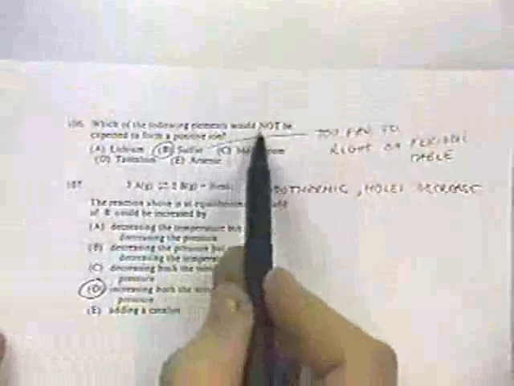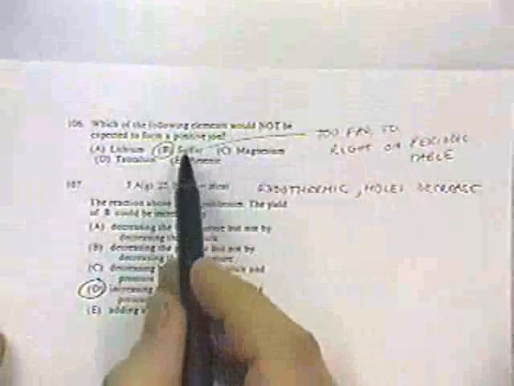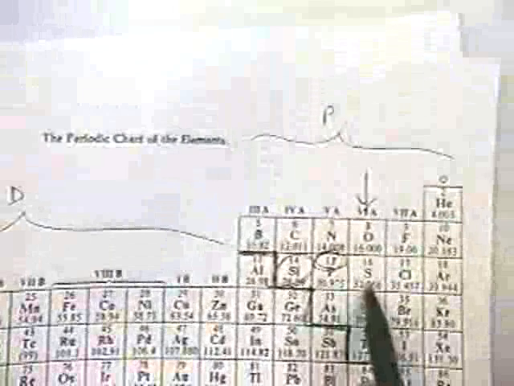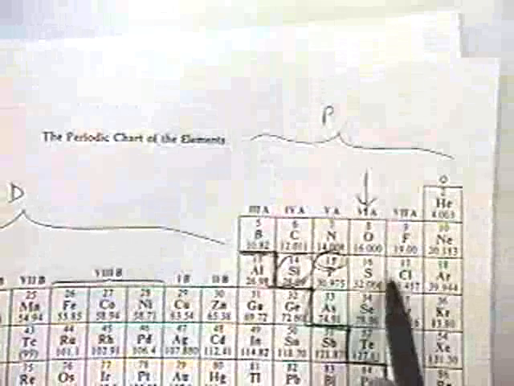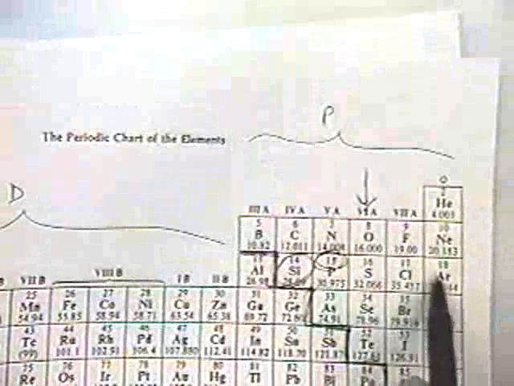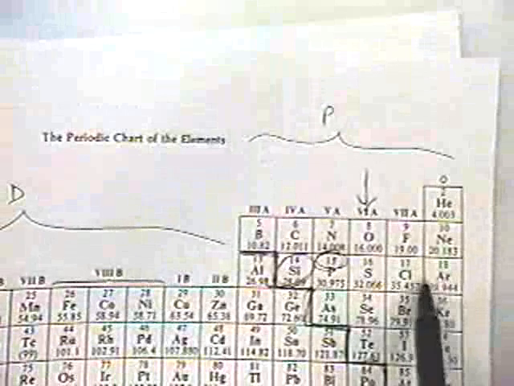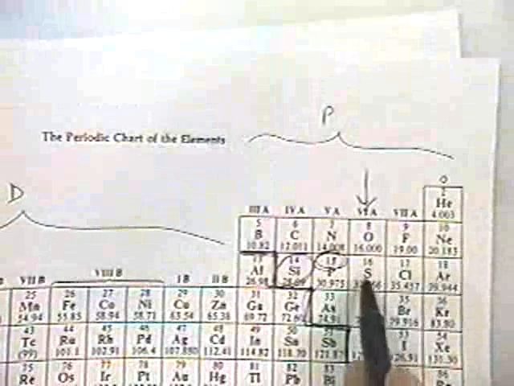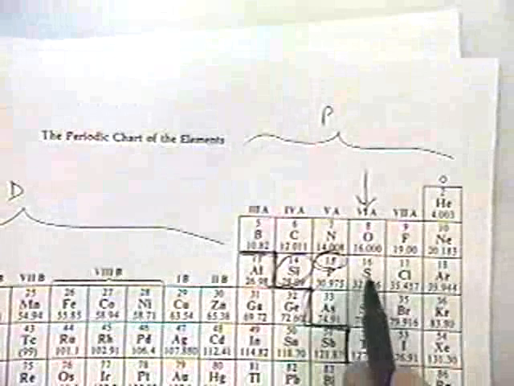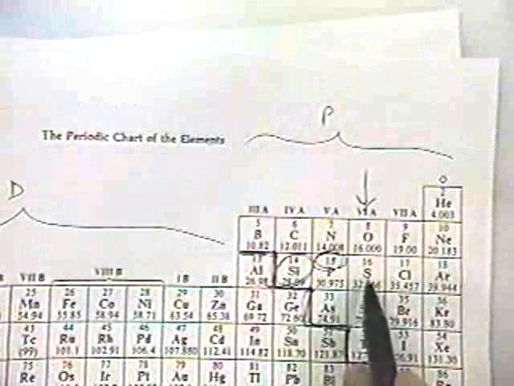Which of the following elements would not be expected to form a positive charge? Sulfur is located here on the periodic table. It's just too far to the right. It would like to pick up extra electrons in order to complete the outer shell. It'd have to shed an awful lot of electrons. It'd have to shed 6 electrons, and that's pretty hard to do.